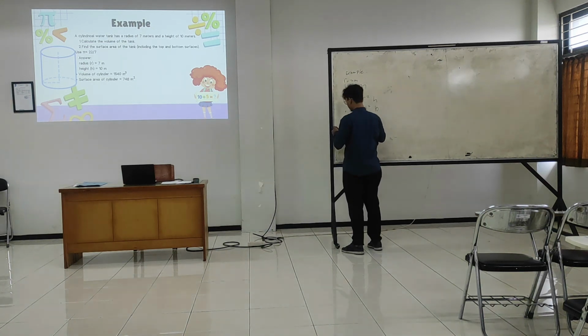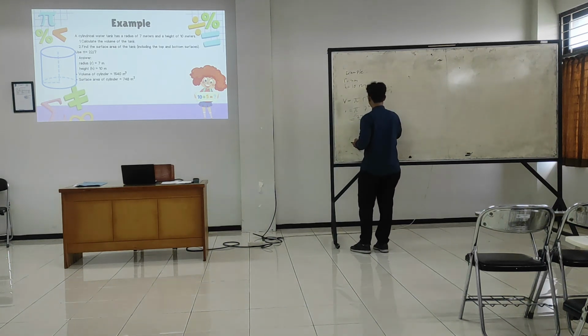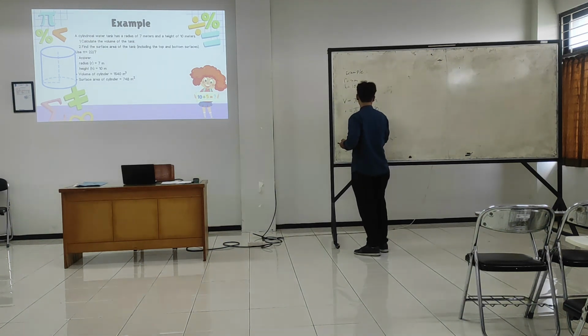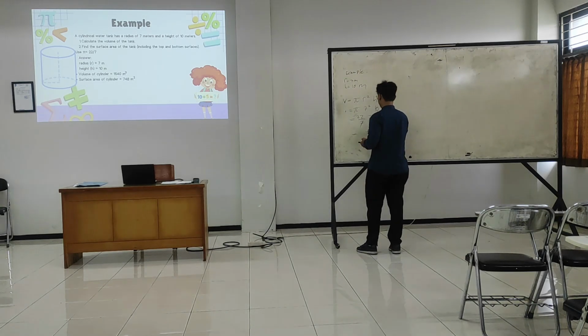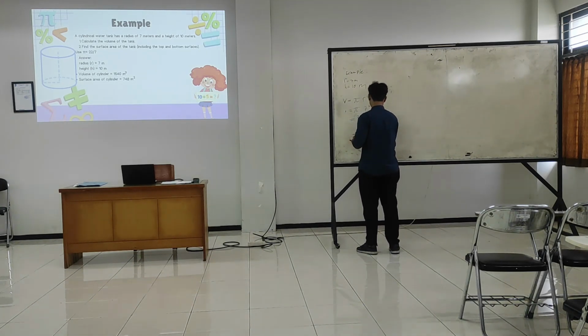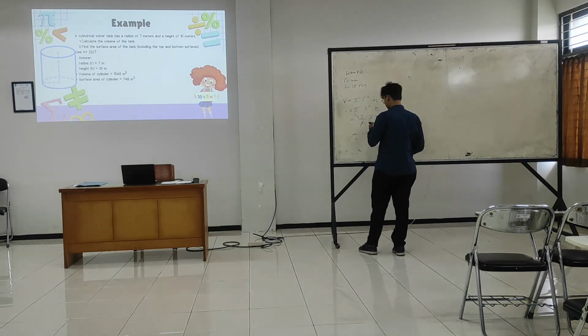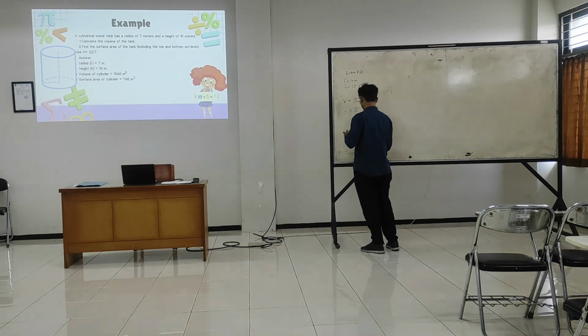So we use 22/7, not 3.14. So here 22 times 70 equals 1540 meters squared.